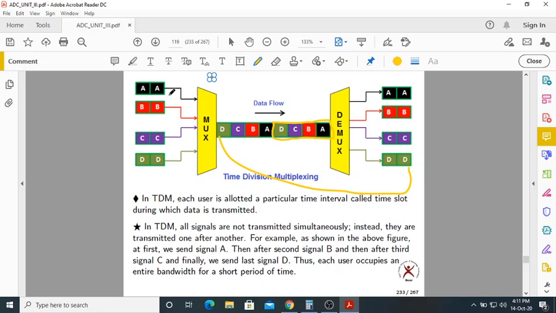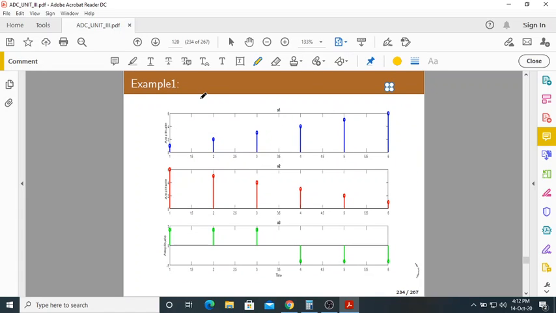Please go through it once. I have given the PPTs now. I have taken a simple example. I have taken 3 signals, and I have taken their samples, not the continuous time signals. This is the first signal, second signal, third signal. Now here I am taking samples.